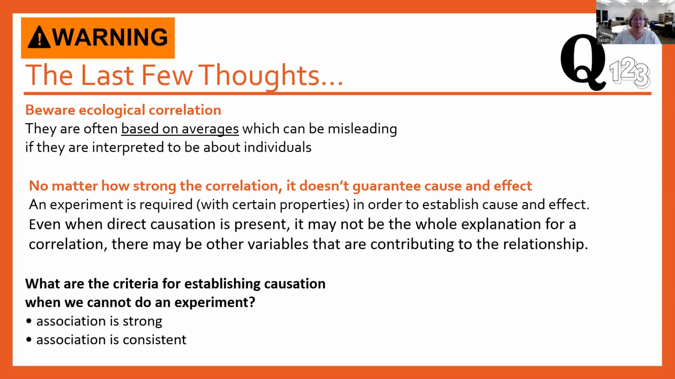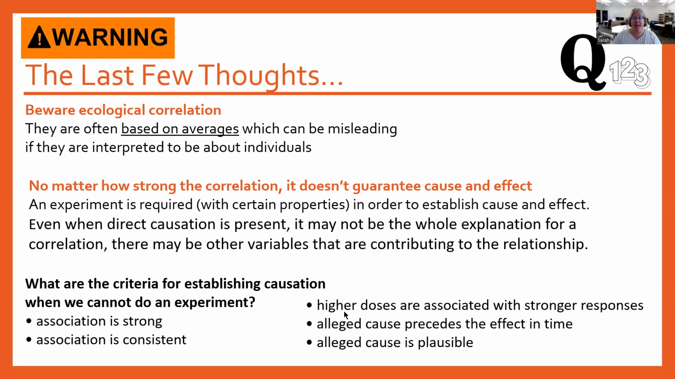So it starts out with you do need to have a strong and consistent association. So you do need that strong correlation coefficient. But then other things you'd want to consider are higher doses. Are they associated with stronger responses? For example, if you're giving someone pain medication, is more pain medication actually providing better pain relief? The alleged cause precedes the effect in time. So if I said that your SAT score could predict your grades in junior high, that's not going to work because they're backwards. Right? Your junior high scores came first.